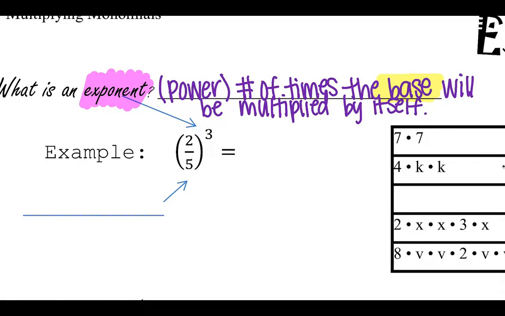So if you look here, the exponent is a little baby number. It's always raised up to a power. It is a little baby number up top. Your base is your big number. This is what you're going to be multiplying. So exponent tells you how many times you're multiplying the base, the big number. So again, this is our base.